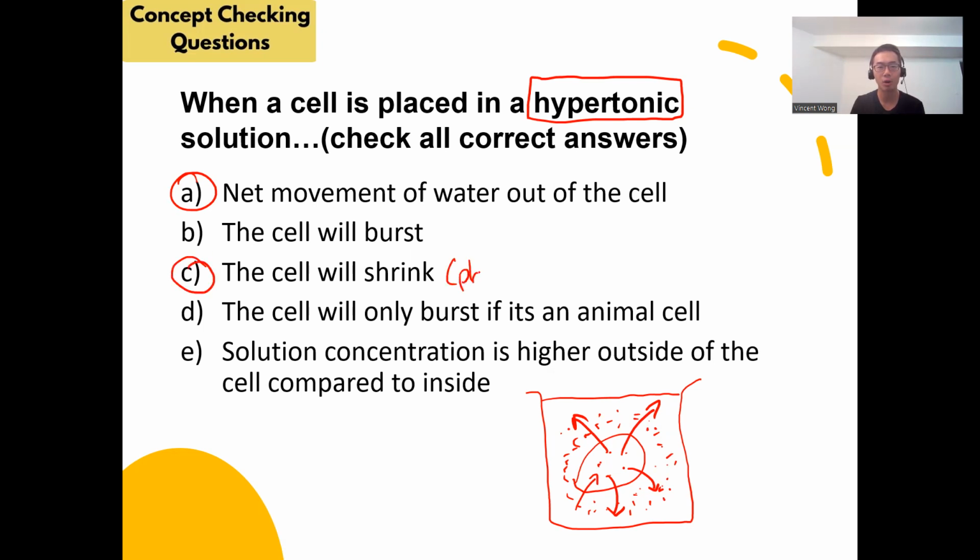A shrink is called plasmolysis. We wrote it down in the notes last time. The cell will only burst if it's an animal cell. Again, no bursting is going to be happening here. Solution concentration is higher outside compared to the inside. That is also correct.